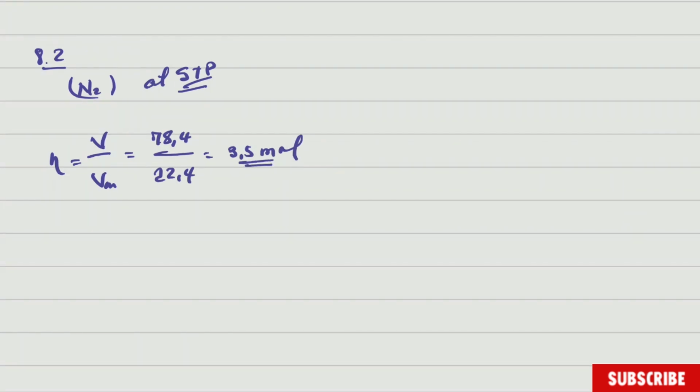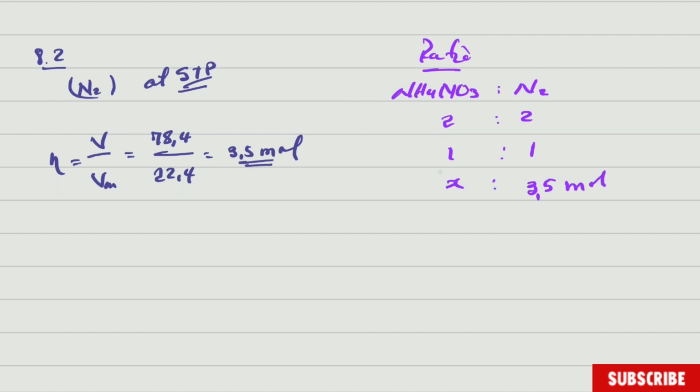Now all we have to do is use the ratio of ammonium nitrate, NH4NO3, to nitrogen gas. The ratio here is 2:2, which is the same as saying 1:1. And we know that the number of moles of nitrogen gas that was produced was 3.5. So how much was needed to produce this amount? That is the question. Because the ratio is 1:1, the number of moles of ammonium nitrate is going to be 3.5 moles.